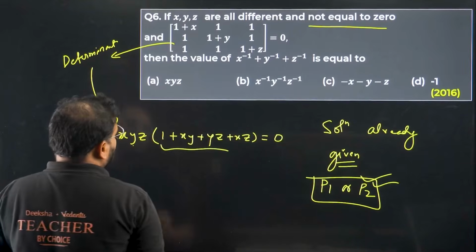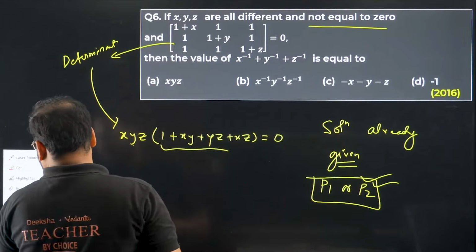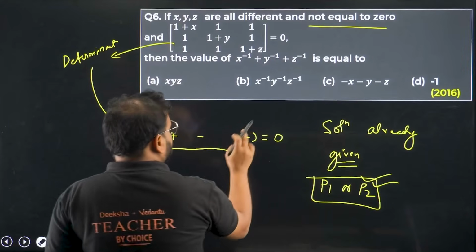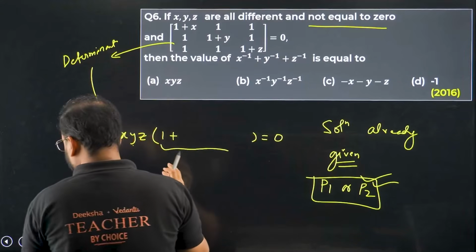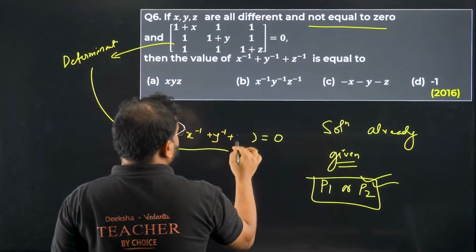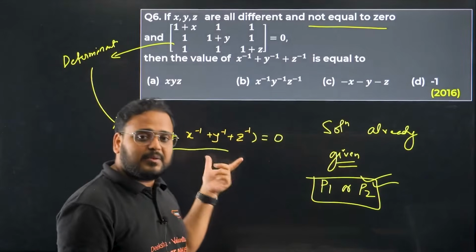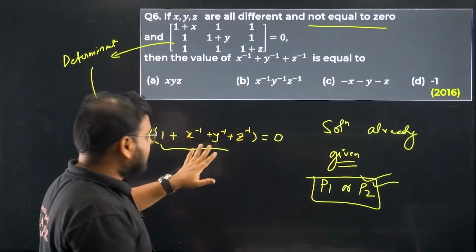Hence what do I get? Okay, sorry. Not this. After taking common, it will be different actually. I forgot. It has to be x inverse, y inverse and z inverse actually. After taking common xyz, it will become 1 + x inverse + y inverse + z inverse. So that's your final step.